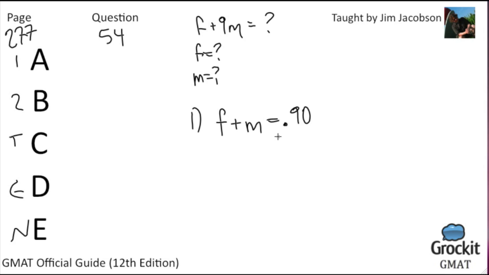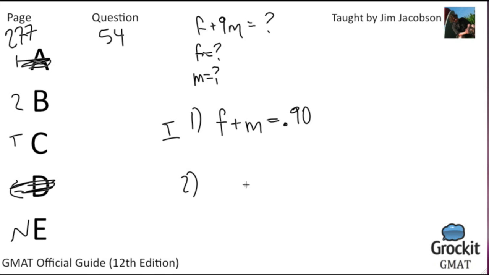Two variables and one equation is not enough for us to answer what F plus 9M equals. There's a lot of different values. F could be 10 cents and M could be 80 cents. F could be 80 cents and M could be 10 cents. We don't know from statement 1, so it is insufficient. It's not A and it's not D.